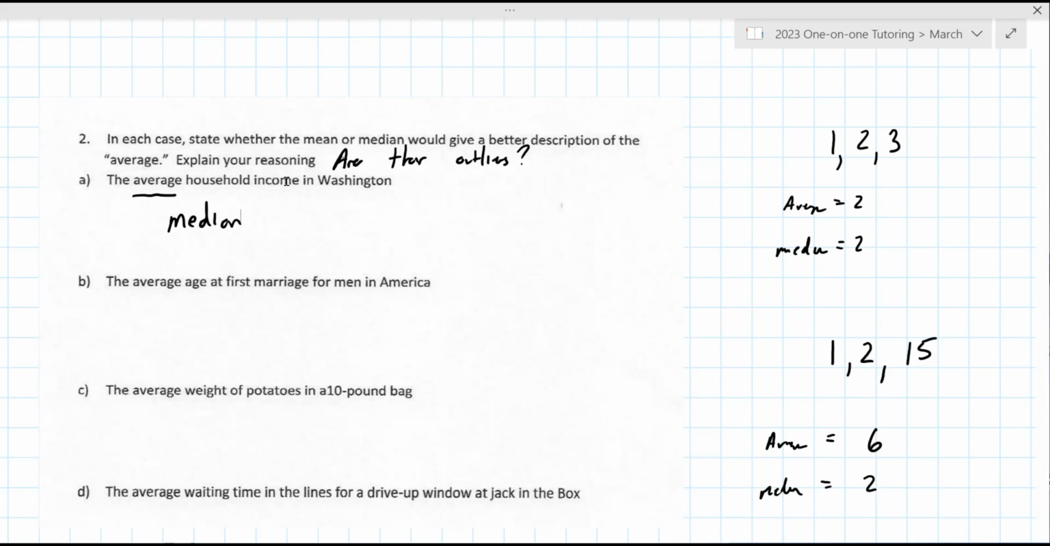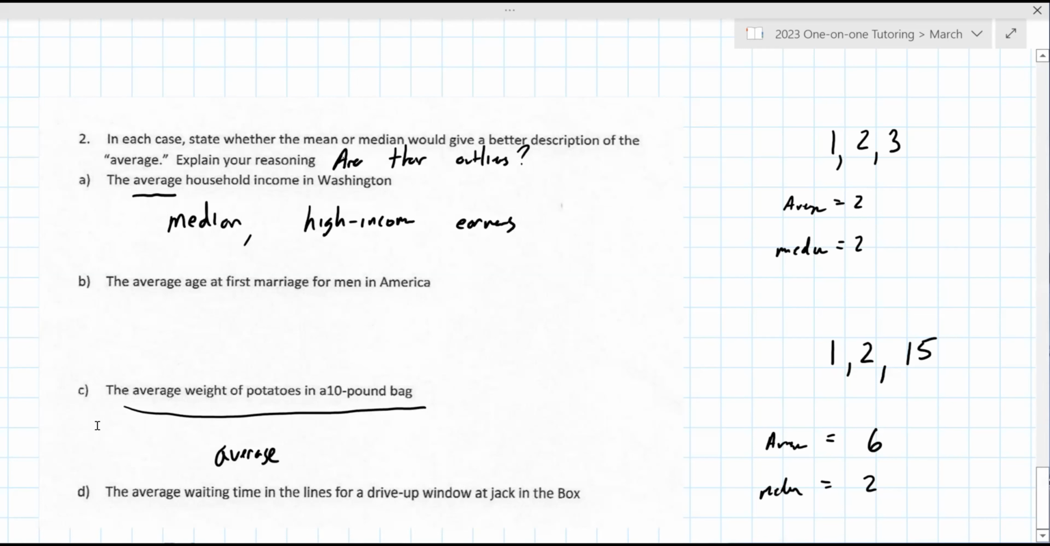Okay, now let's go to one that is for sure an average. The average weight of potatoes in a 10-pound bag. They're going to be more or less around 10 pounds. That's what an average means. And I'm not doing a good job explaining my reasoning, but median, high income earners, will say.